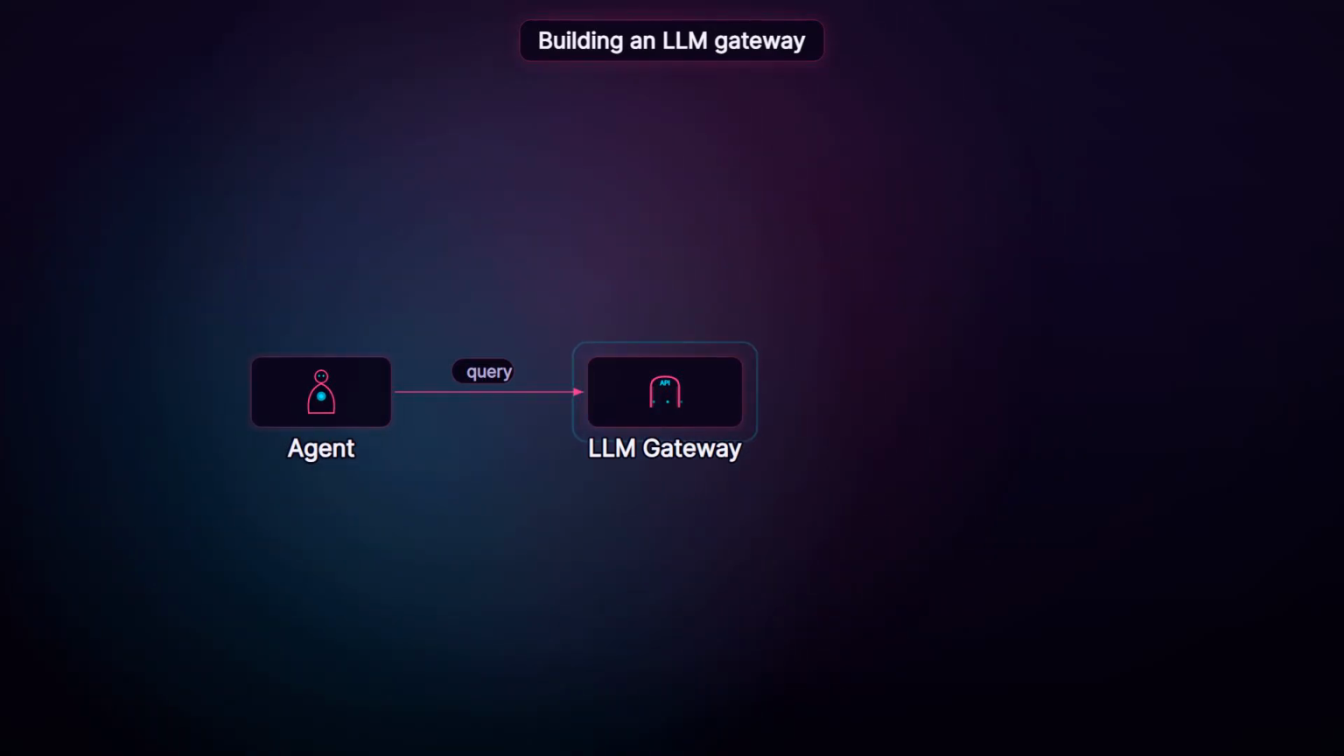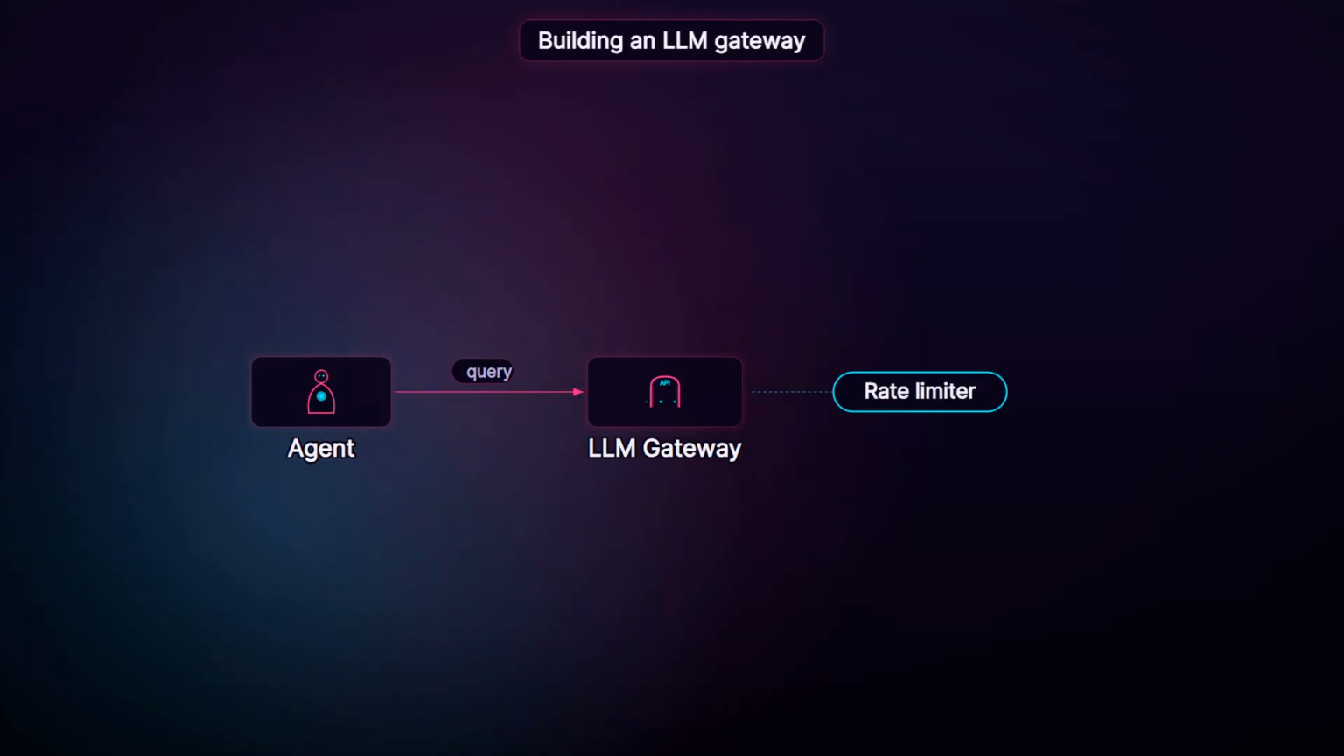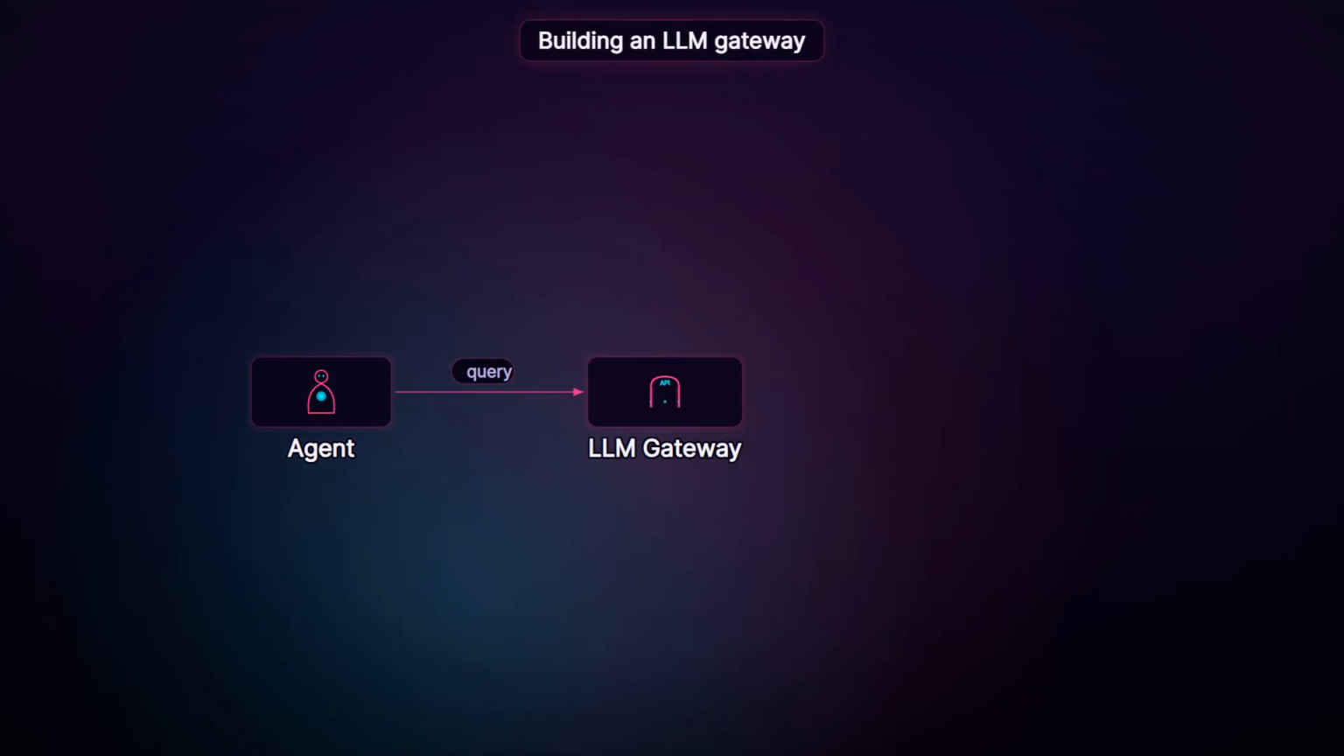LLM. If a model is overloaded, it falls back to another. It tracks usage and enforces rate limits, preventing a runaway agent from burning through the monthly quota. With these capabilities, the gateway becomes a single control point for all LLM interactions. That's the basic gateway. Now let's connect it to the actual models.